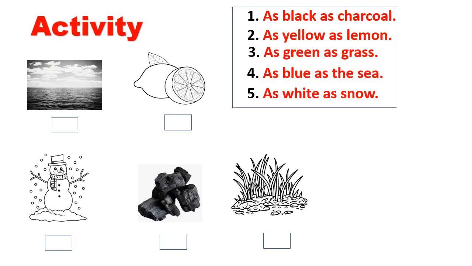Activity. We are now going to do an activity using our vocabularies. You are going to look at the pictures and listen to the color phrases. I'll read the color phrases. You look for the correct pictures and match the number. If I read phrase number 1, you look for the correct picture and put the number in the box below the picture. Are you ready? Yes, we are.